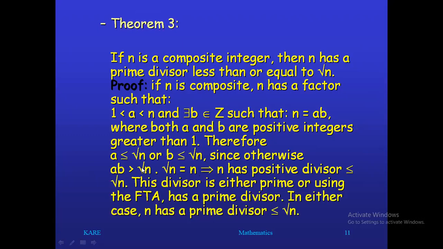Next, in this, a is less than or equal to root of n, or b is less than or equal to root of n. Either a can be less than or equal to root of n, or b less than or equal to root of n. Otherwise, its product will be greater than root of n into root n, that is equal to n.